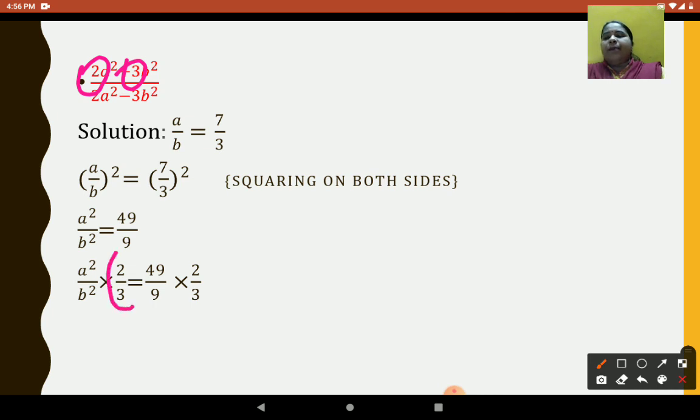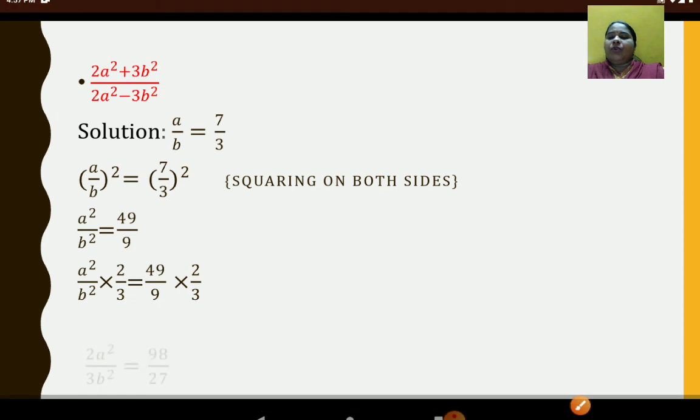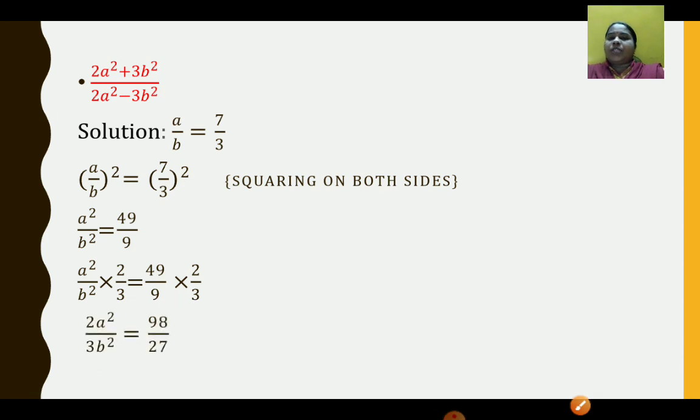So I am multiplying by 2 upon 3 on both sides. Once you multiply, see what you get: 2a square upon 3b square is equal to 49 into 2 is 98 and 9 into 3 is 27. After this, looking at the question, it is in the form of plus and minus. So I hope you have understood a little bit that you have to do componendo dividendo. Correct?